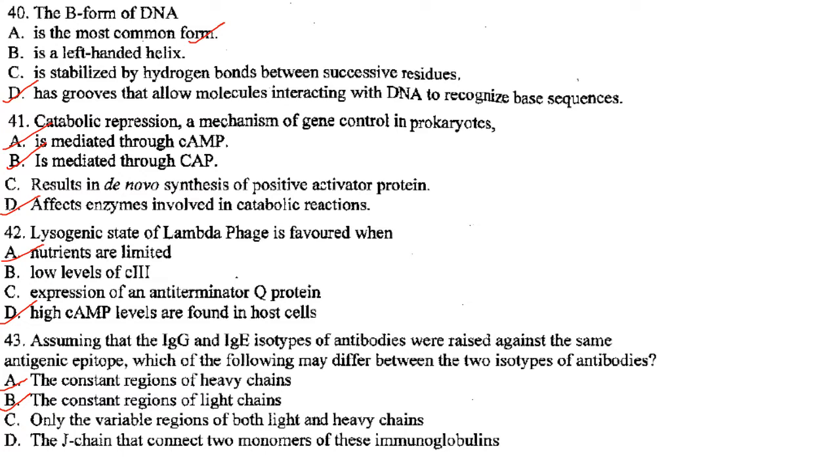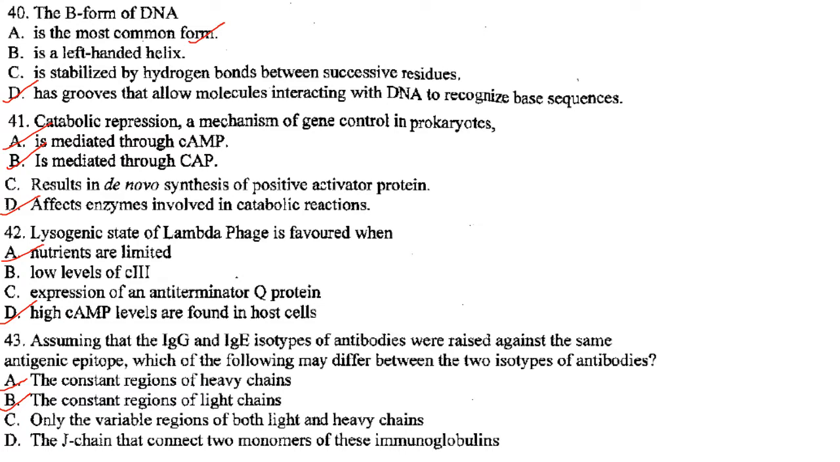Lysogenic state of lambda phage is favored when? So lysogenic state is favored when nutrients are limited, yes. Low level of C3, expression of an anti-terminator Q protein, no, no. High cAMP level are found in host cells. That is also correct. So both A and D are correct.